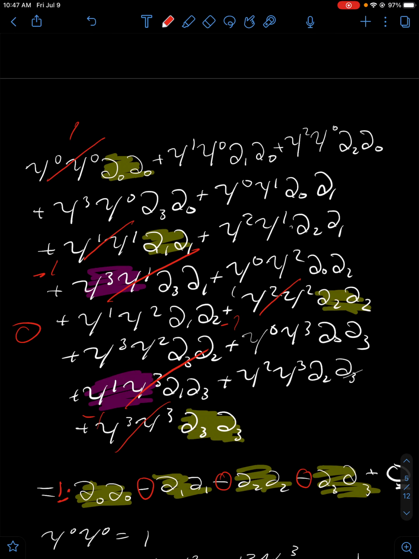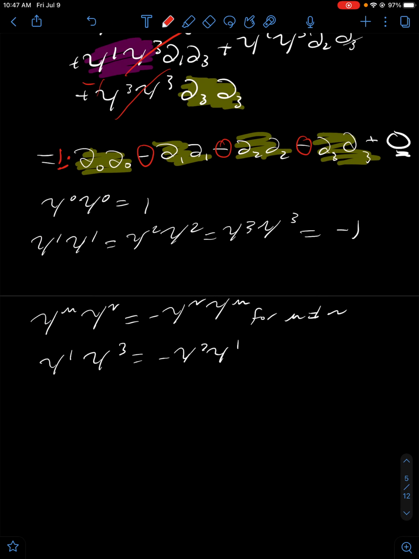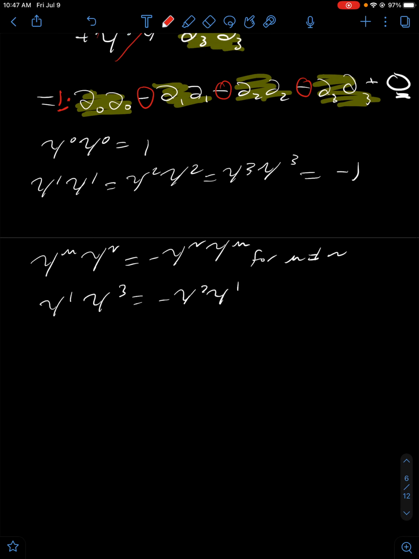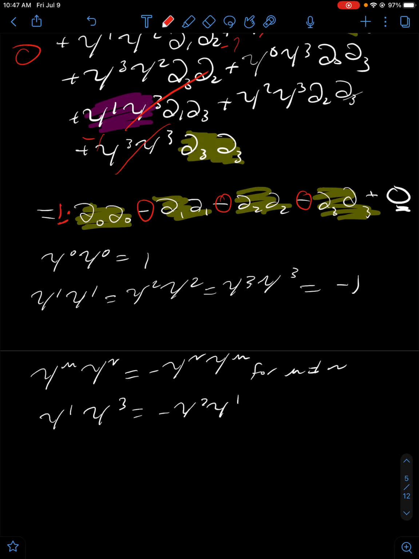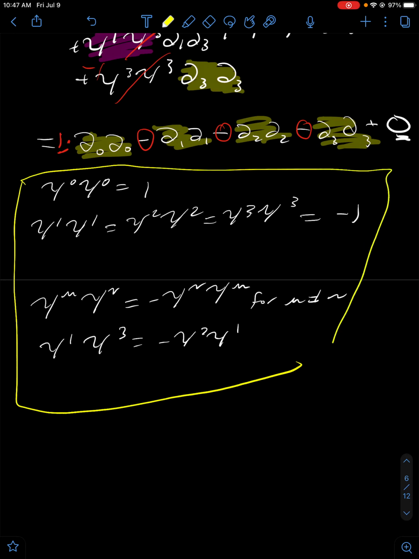And that would happen for every other term. Every gamma mu has a corresponding gamma nu, where mu does not equal nu, and they cancel out with each other, which makes all the other terms come out to be 0. So that's the way we're going to make all the other terms cancel out. So what we have are the 3 golden rules of these gamma numbers.